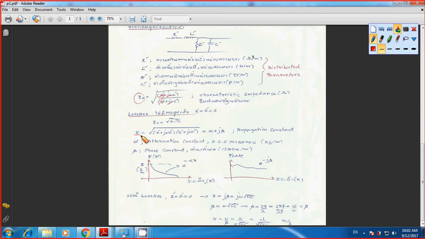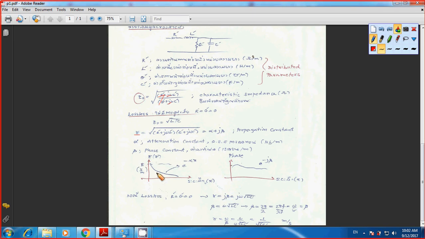And also you have another term that we call a propagation constant, which is equal to square root of (R plus J omega L) multiplied by (G plus J omega C). And this gives you the real part alpha and imaginary part beta. Alpha we call the attenuation constant, with the unit of nepers per meter.